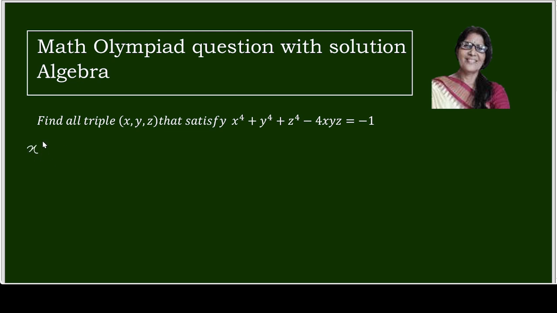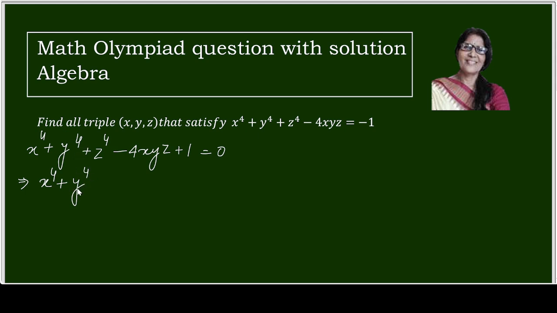Rewriting this equation: x to the power 4 plus y to the power 4 plus z to the power 4 minus 4xyz plus 1 equals 0. So x to the power 4 is x square whole square, and y to the power 4 is y square whole square. So I need a 2x square y square here to make a whole square. So what I'll do, I'll add 2x square y square and subtract 2x square y square.